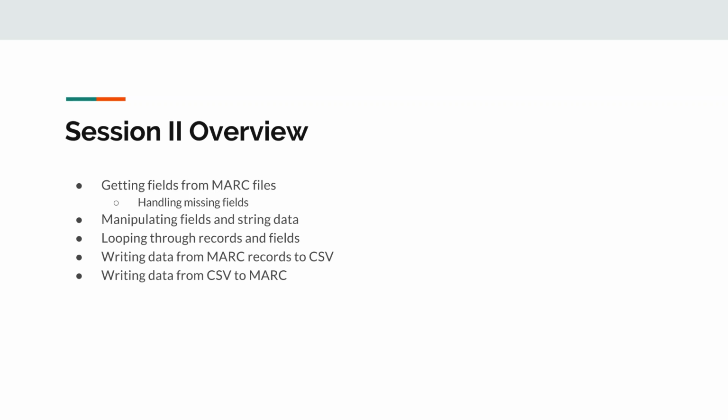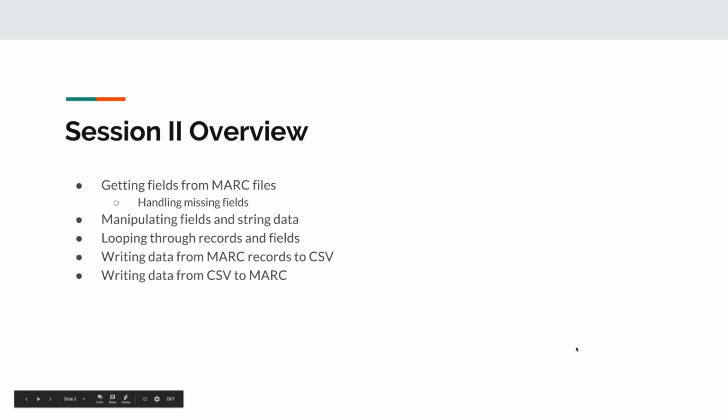PyMARC intuitively doesn't handle that very well, so we'll talk about how to handle that. We'll manipulate fields and string data using some common string manipulation techniques. We'll talk a little bit about looping through records and fields and sort of conceptualizing when you need to run a process multiple times over multiple fields and multiple records. How do you structure your code to handle that? Then we'll look in a lot of detail at writing data from MARC records to a CSV file, and then the opposite, writing data from CSV to MARC. So let's get into it.